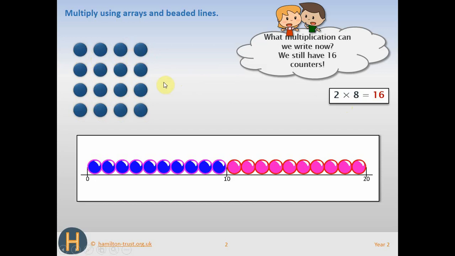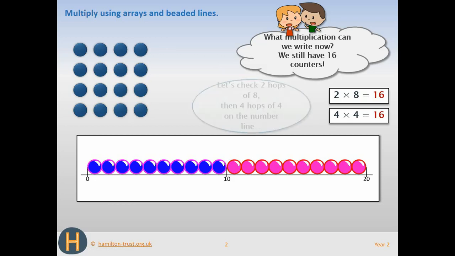So it's a new array. Our sum will be how many rows, times how many in each row. 4 times 4 is 16. So the answer is the same, but our array is set out differently because we've got 4 lots of 4. Okay, and that might be a good sum to do it with because in year 2 we don't really look at our 4 times table. We focus on our 2s, 5s, 10s and 3s. Okay, so that's quite a good one where you might need an array to do it. 4 rows of 4 equals 16 altogether.